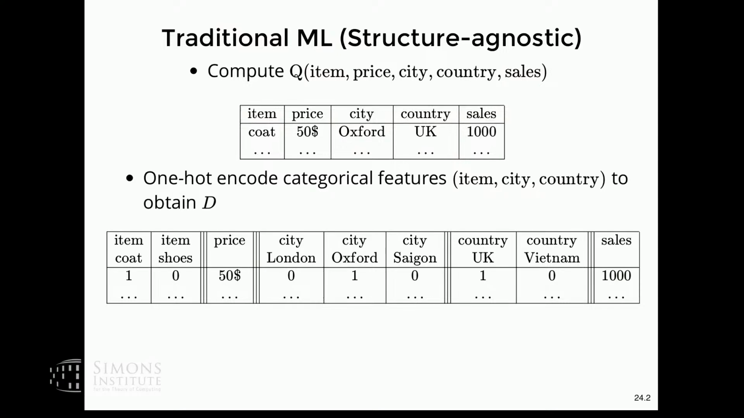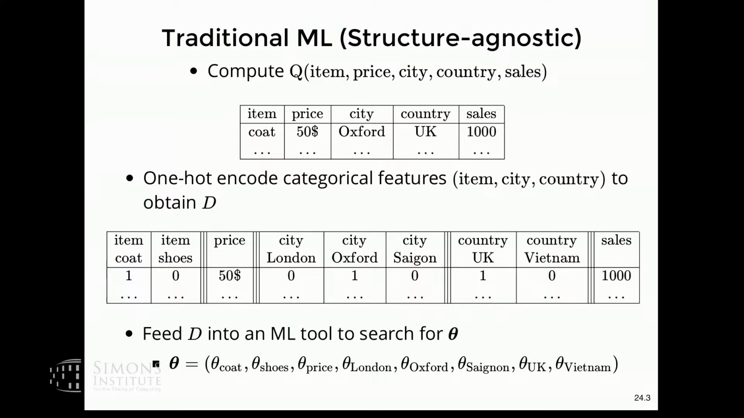And not only that, in a traditional machine learning setup, we also have to one-hot encode it. Remember that item, city, and country are categorical features whose numerical values don't really have any inherent meaning. So it doesn't make any sense to use some numeric value for a code in our learning model. Instead, we one-hot encode a vector of items so that, let's say, a coat is encoded as 1, 0 and shoes will be encoded as 0, 1. We have to do this also for cities and countries. So we get this one-hot encoded table, which is potentially much larger.